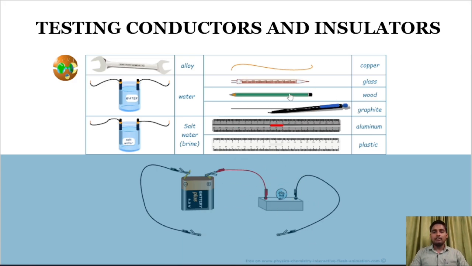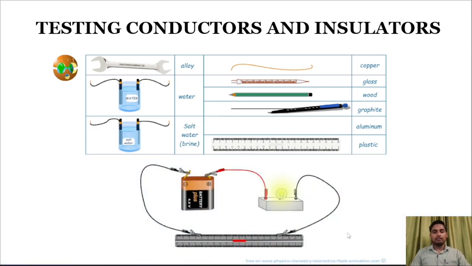Again we have wood. Let's see whether it is a conductor or insulator. The bulb is again not glowing. Then it is an insulator. Then we have graphite. What is graphite? Graphite is the lead of the pencil. The bulb starts to glow. So graphite comes under the category of conductor. Then we have an aluminum scale. So aluminum is a conductor.